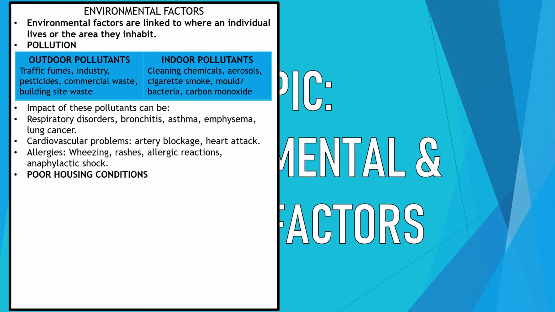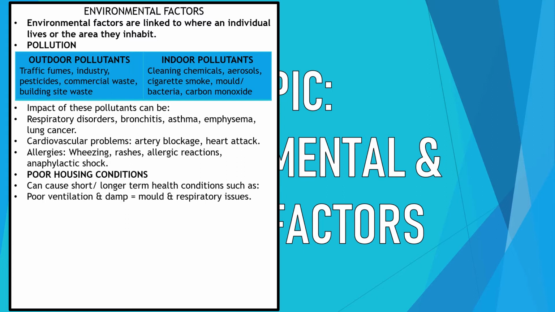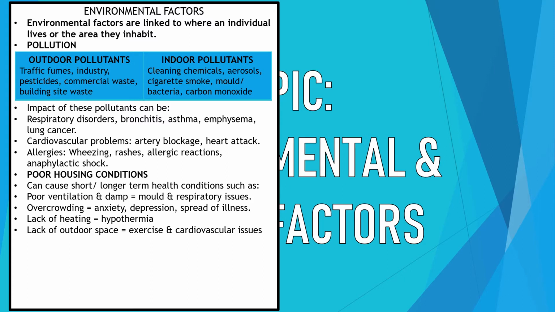Poor housing also has an impact here. So obviously it has an influence on our health. These can be short-term and long-term. Poor ventilation and damp in the home can lead to mold and respiratory issues. Overcrowding in the home can lead to anxiety, depression, and the spread of illness. Lack of heating can cause hypothermia. And a lack of outdoor space means that you can't do any exercise, and that can then lead to cardiovascular issues. And lastly, poor sanitation.